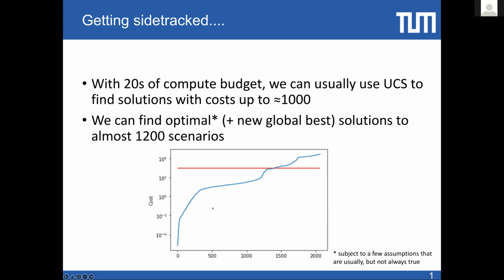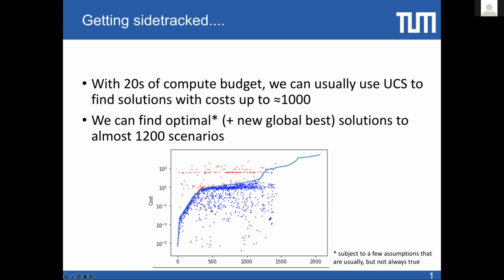Yeah. And when you plot the solutions that this algorithm finds into the same graph, you see that we can beat the best existing solutions in almost every case. So blue solutions are solutions found with this algorithm that would be a new global best before the competition. Michael probably has quite a few now.